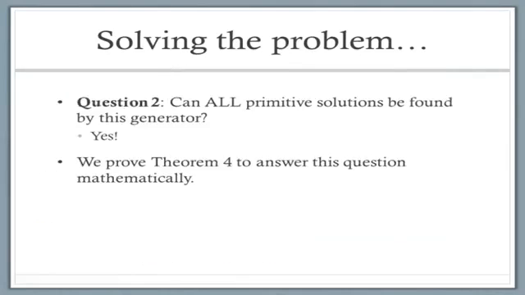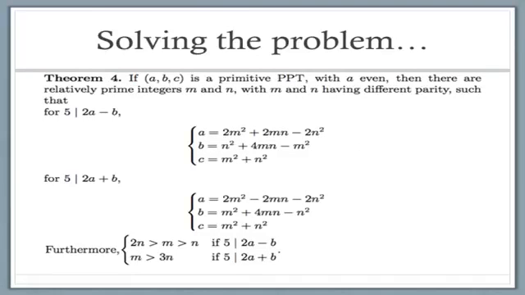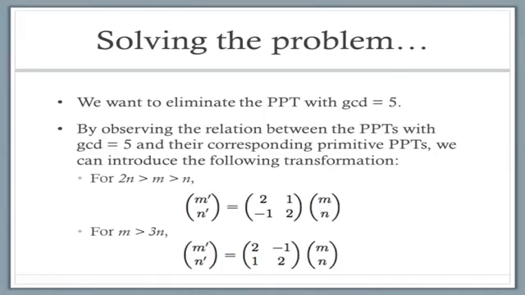For the next question, whether all primitive solutions can be found by this generator, the answer is yes, because we have theorem 4. Theorem 4 shows that when a, b, c is a primitive PPT, we can always find the corresponding ordered pair m and n. Now, if we still want to construct a bijection between the parameters m and n and the primitive triples a, b, and c, we should eliminate the PPTs with GCD equal to 5.